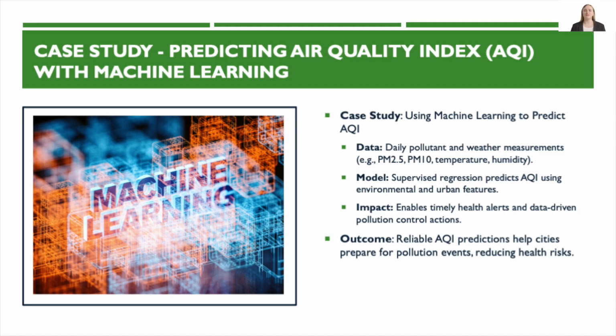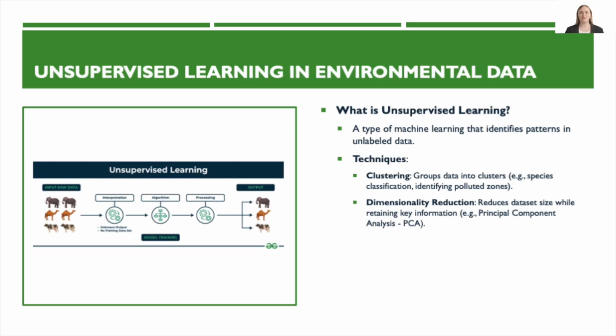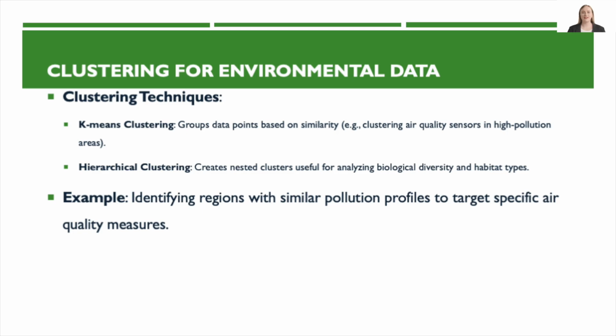Unsupervised learning in environmental data. Next, let's move to unsupervised learning. Unlike supervised learning, unsupervised learning doesn't require labeled data. Instead, it identifies patterns within the data. The two main techniques we'll discuss are clustering and dimensionality reduction. Clustering groups data points based on similarity, which is useful for identifying areas with similar pollution profiles. Dimensionality reduction, on the other hand, simplifies large datasets by reducing the number of variables, making it easier to visualize complex data.